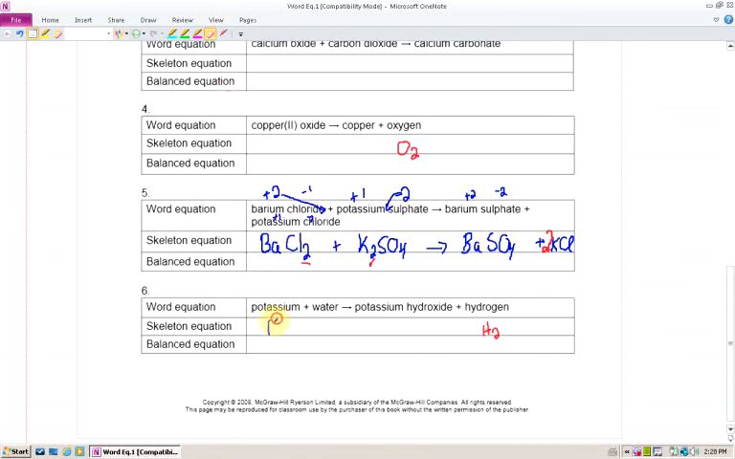My very last one, I have potassium plus water, which is H2O, makes potassium hydroxide, which is KOH. I check the charges on those. Oops, those are my +1 and -1. Those balance out, and hydrogen I already wrote in as H2. I'll just put that in blue.